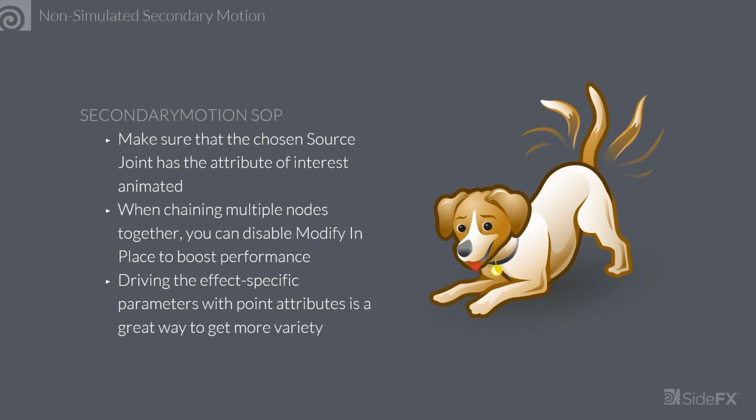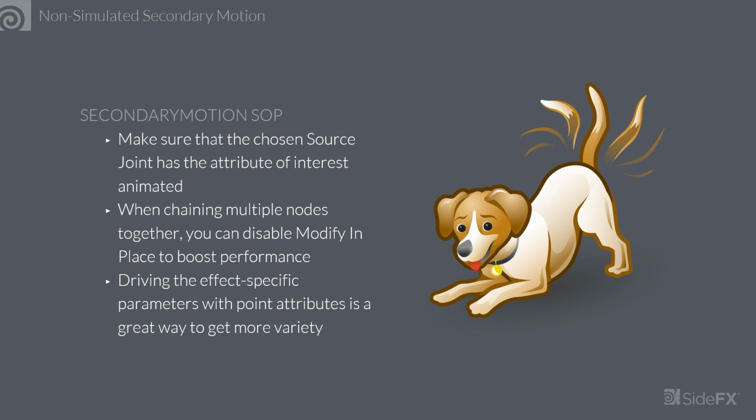Next point, if you're using multiple secondary motion nodes, or if you're just interested in the motion clip output of the node, then you can turn modify in place off. This will boost the performance just a little bit since the effect doesn't have to be applied on the skeleton anymore.